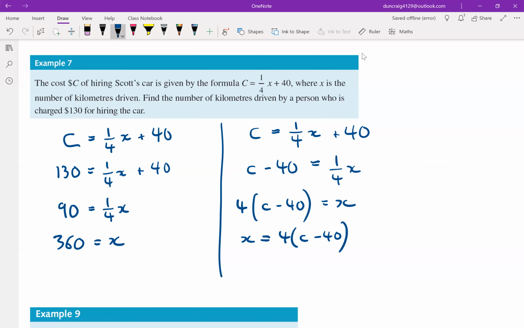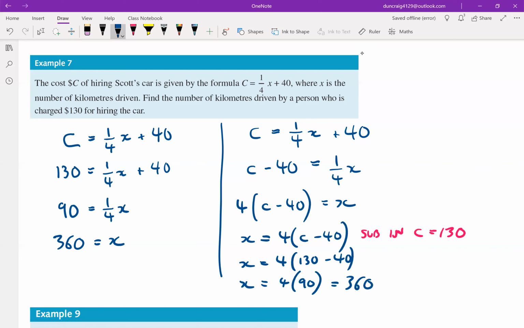So if I substitute C is equal to 130, so I'm going to sub in C is equal to, not 140, 130. And what are we going to get here? X is equal to 4 lots of 130 take 40. So X is equal to 4 lots of 90, which is equal to 360.